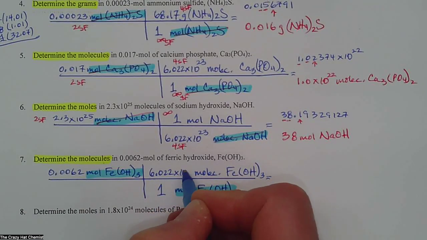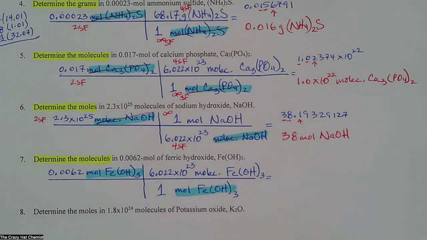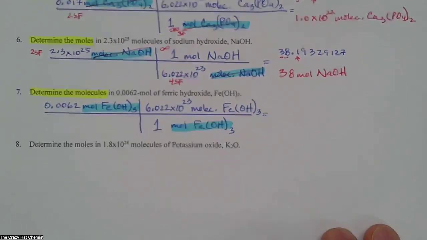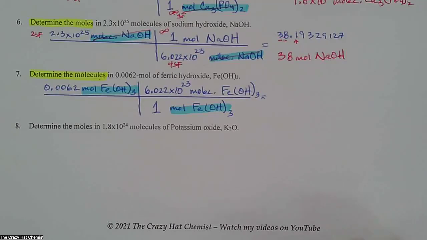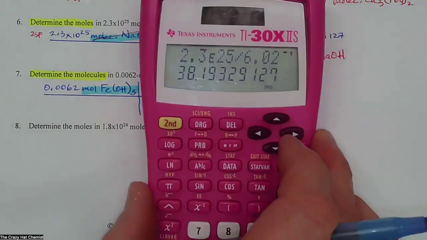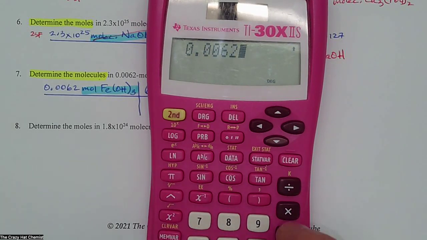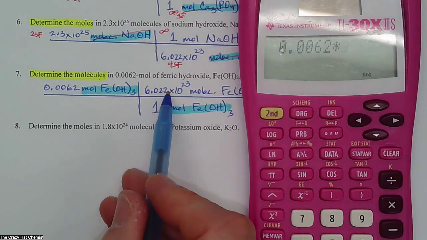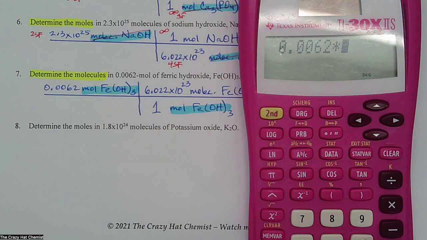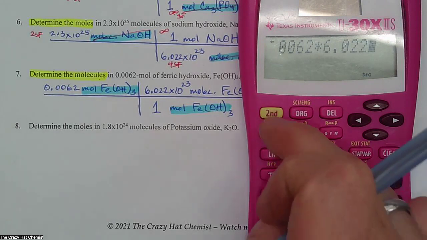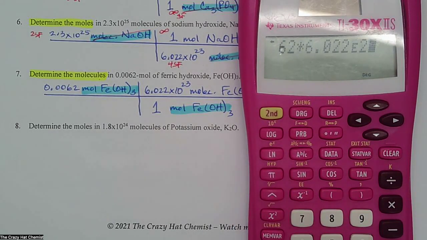6.022 times 10 to the 23rd. Okay, perfect. I'm going to slide this on up here just a bit, and you can see this. And we're going to key this into our calculator here. We're going to clear this, and we have 0.0062 times, because this number is in the numerator, 6.022 times 10 to the, which is that E button, 23rd, and then an equal.